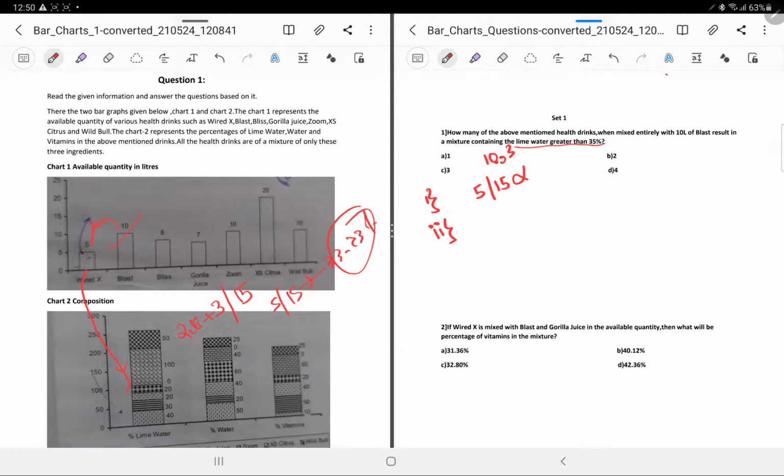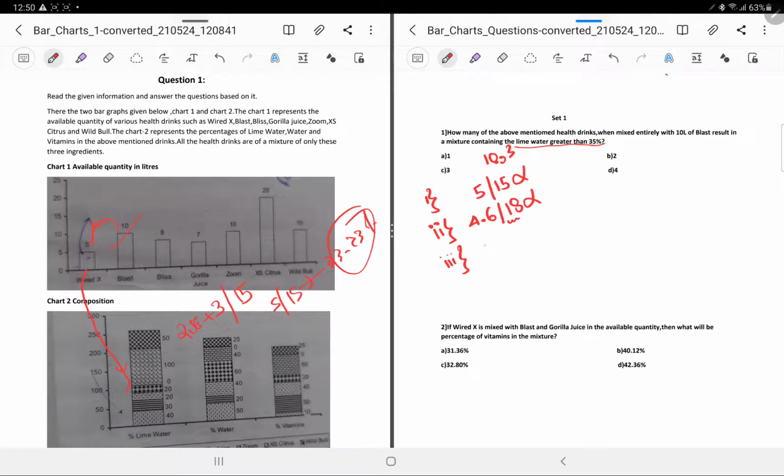Second, let's talk about Bliss. So Bliss total would be 18, and what is the percentage of the lime water in the Bliss? That is 20%. Now 20% of 18 is, I think, 1.8 for 10%. So 10% is 1.8, 20% is 3.6. No, this won't be greater than even 30%.